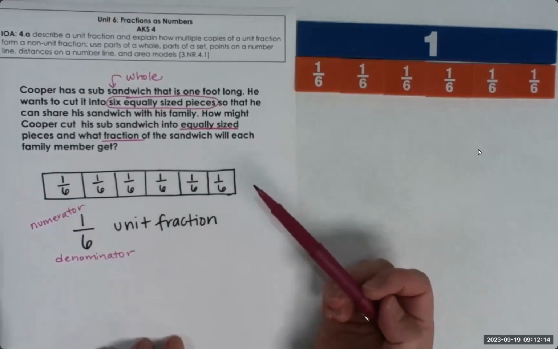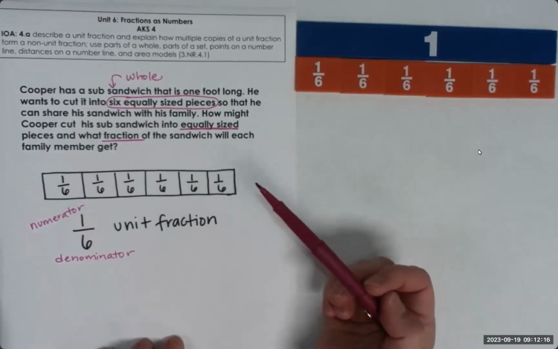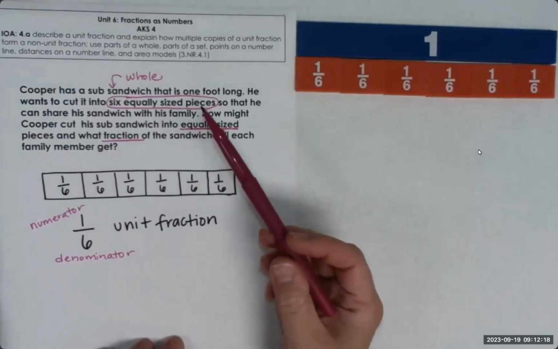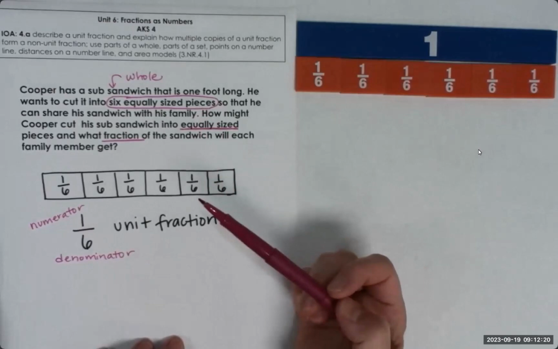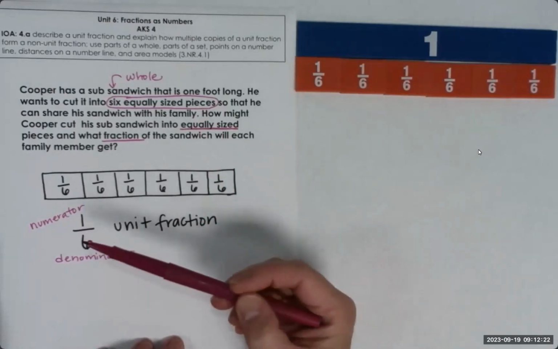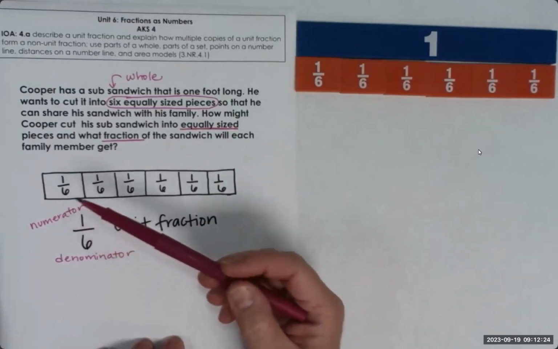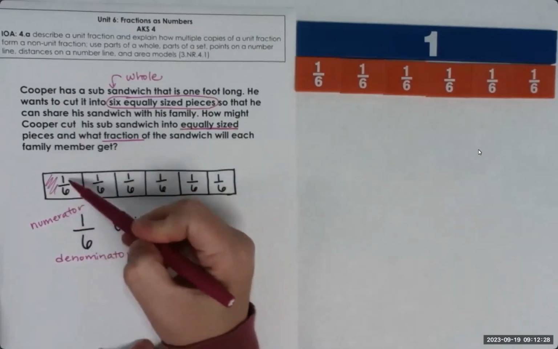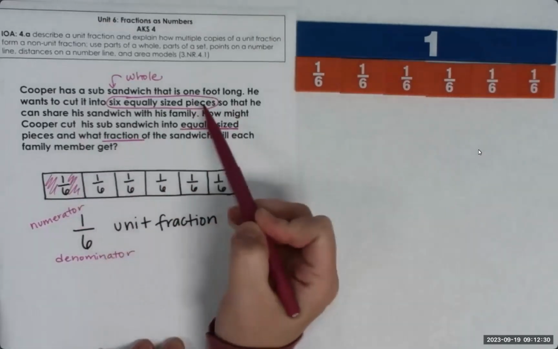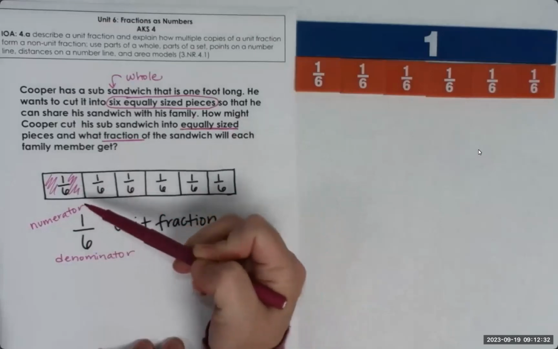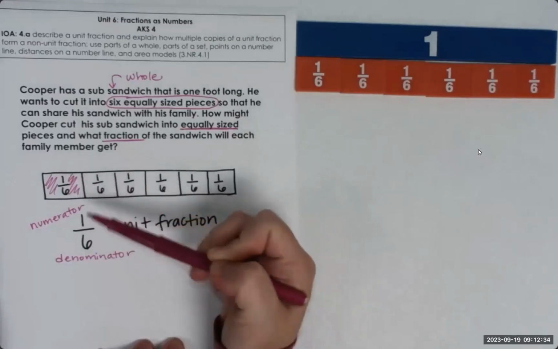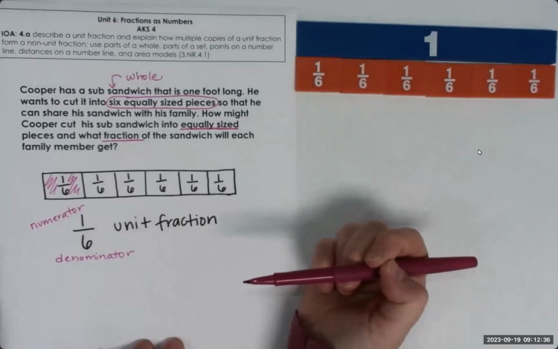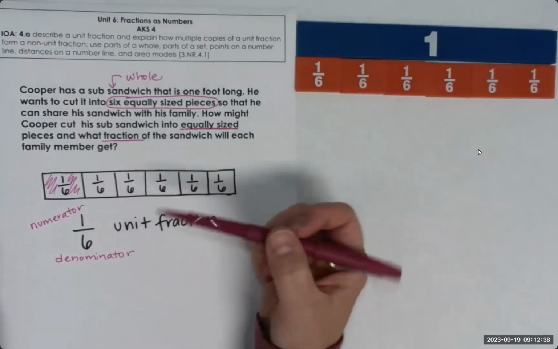So here is my whole sub sandwich, but I can partition that whole in multiple different ways. I could partition it into fourths. I could partition it in half. But for this reasoning, I need to partition it into 6 equal sized pieces, which means that I needed to cut my whole into 6 equal parts. So then I would know this one part is going to represent that each family member would get 1/6 of the sub sandwich. Okay, so that's your area model.